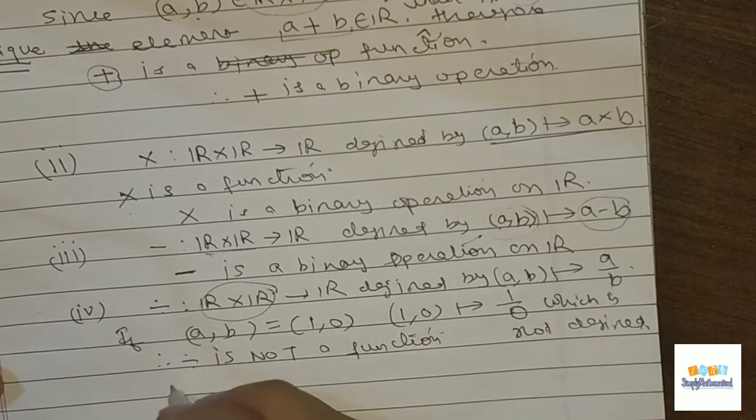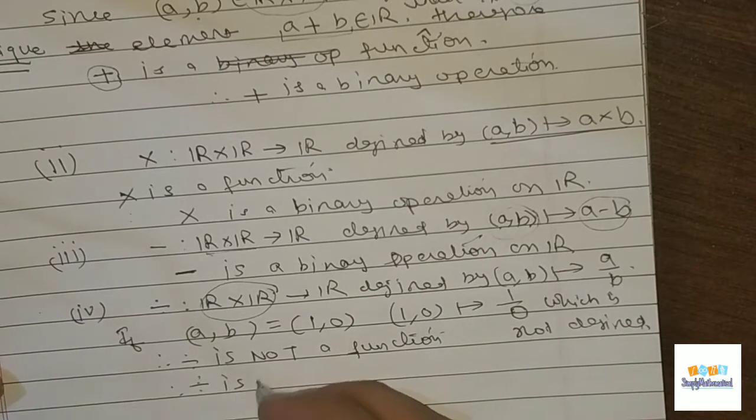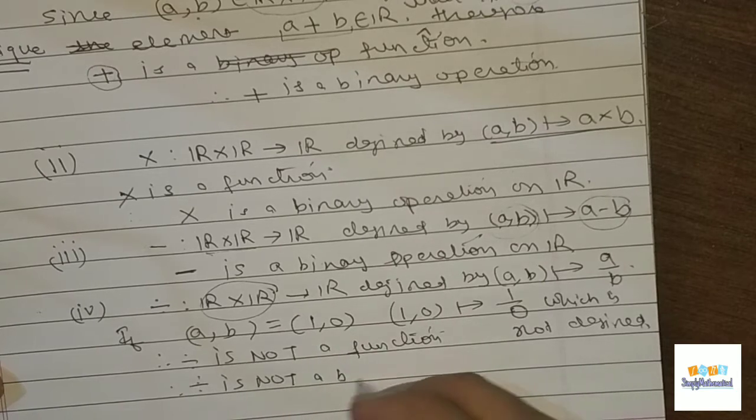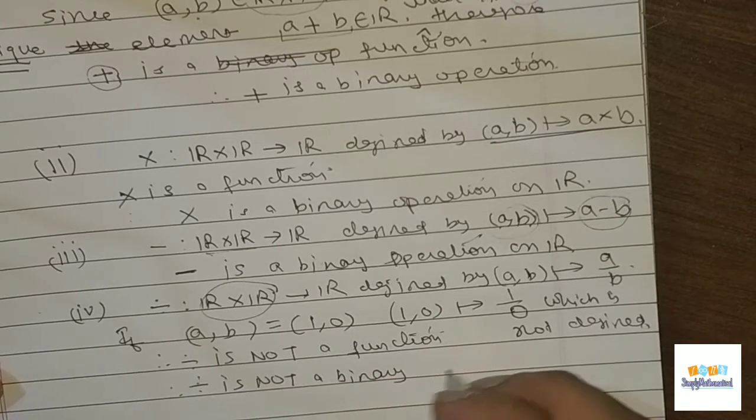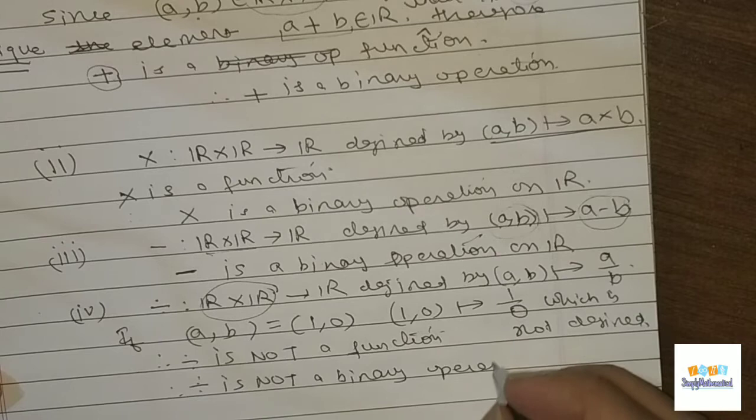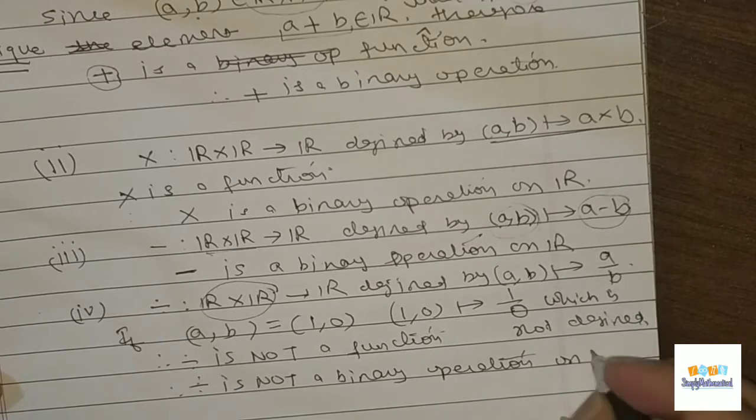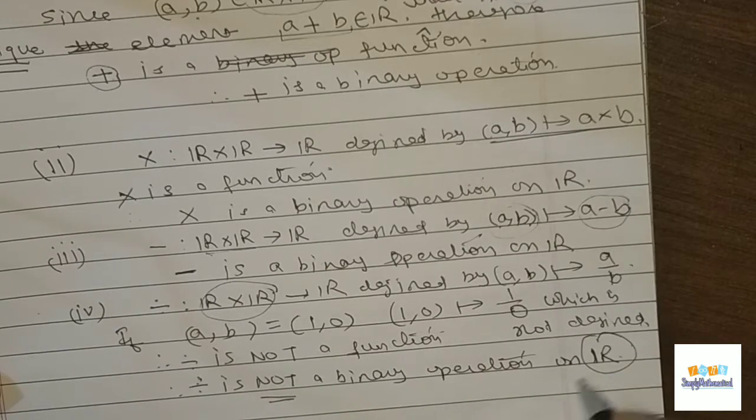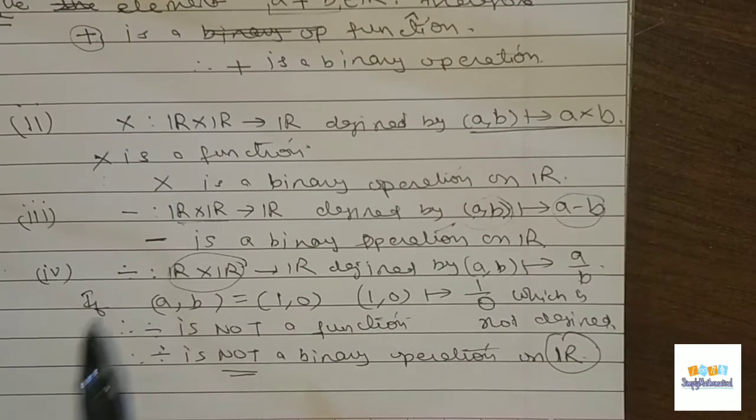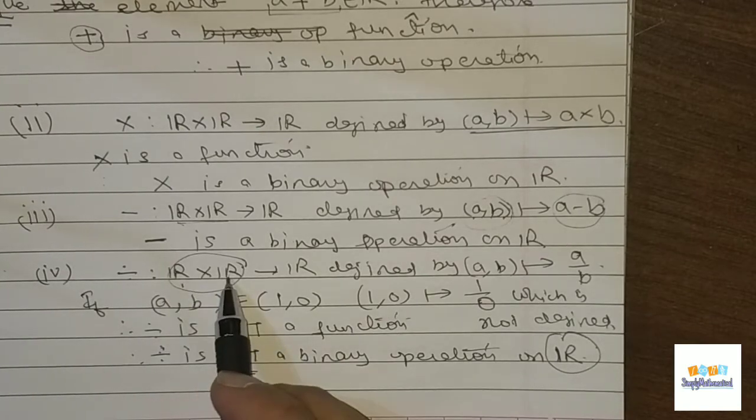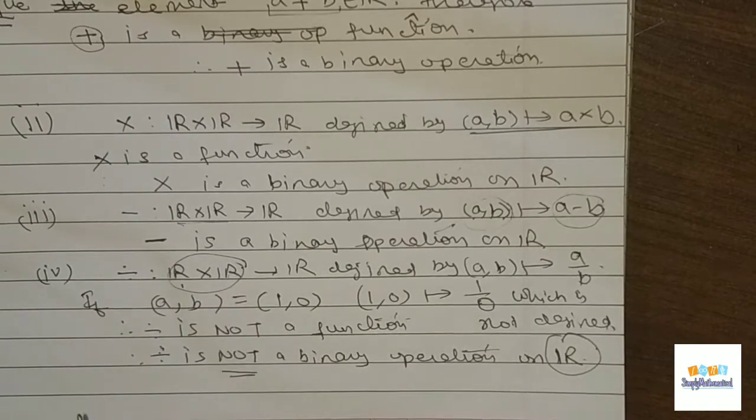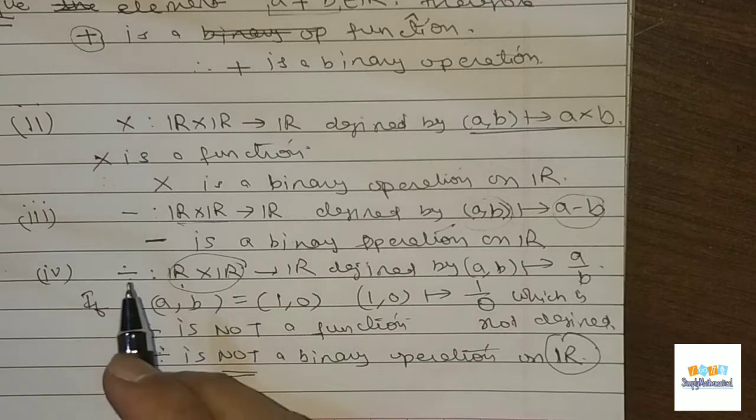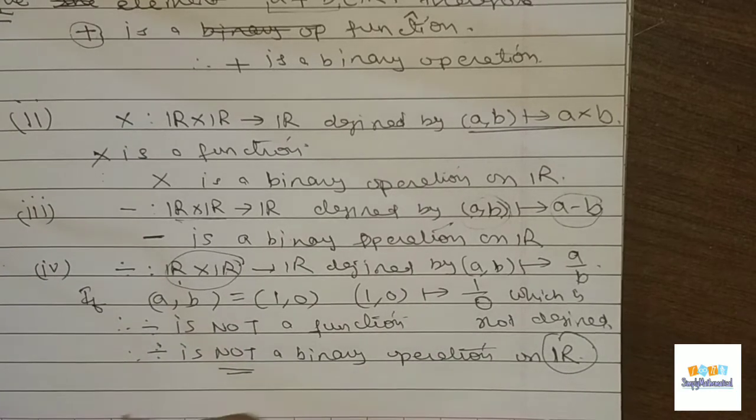Okay, therefore this division is not a binary operation on R. So division is not a binary operation on this set R. Okay, so it can so happen that if you change the set, then you will get a division as a function. Okay, let us see if we change the set.